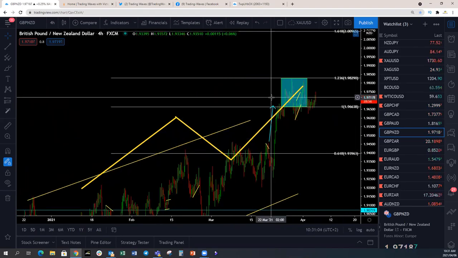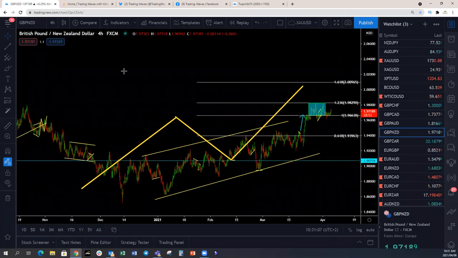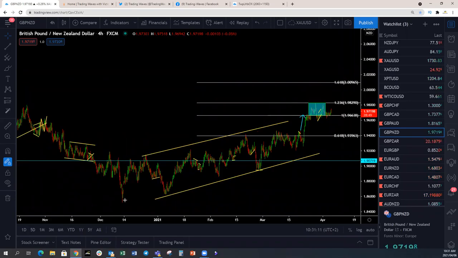Pound New Zealand is within the blue box. Why are we saying that it's the blue box? It's because of this.